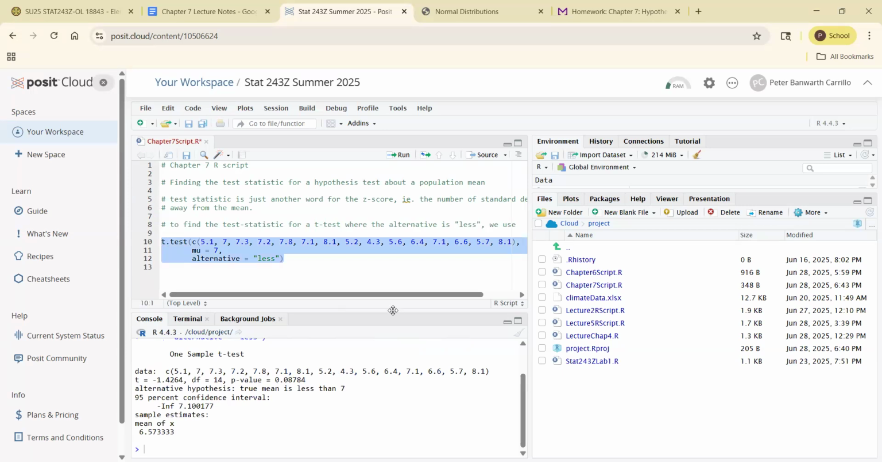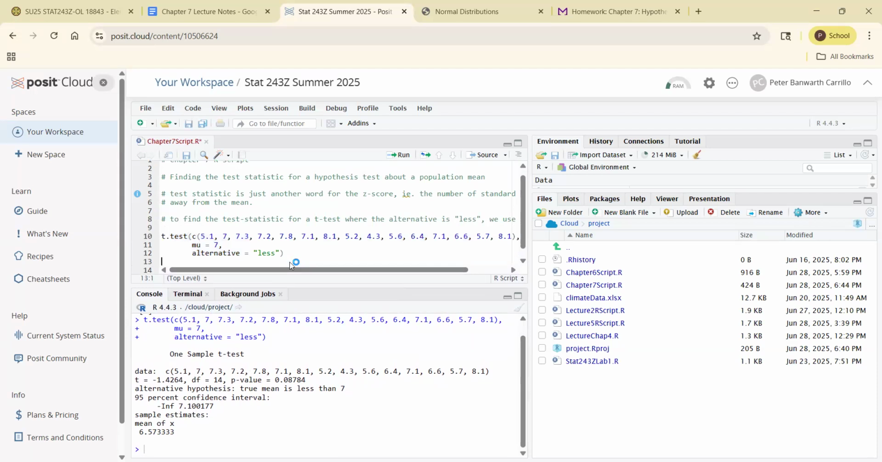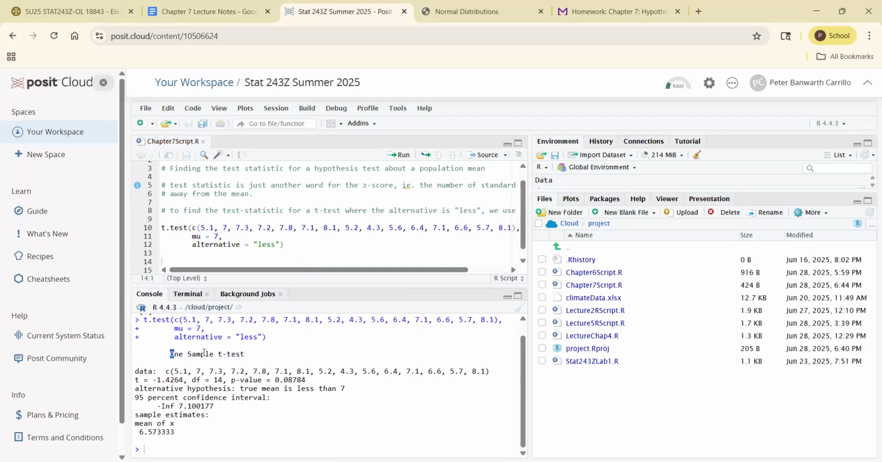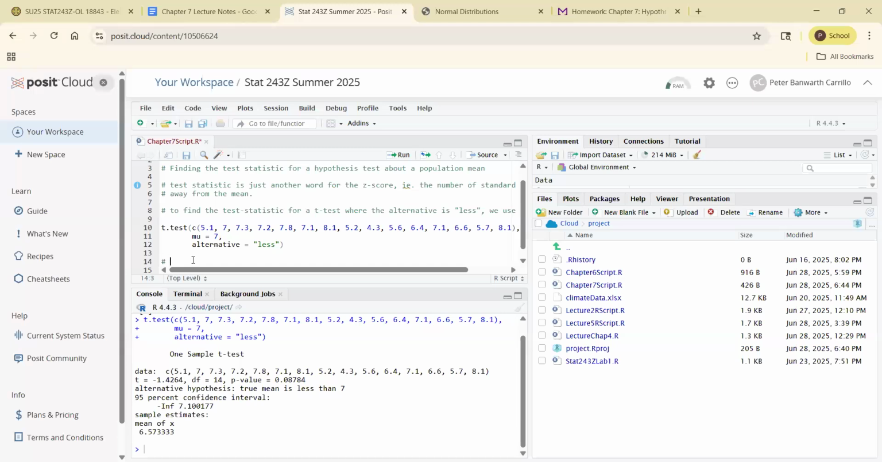And this is the first time you've really seen a large amount of output from the R code. So it gives you a lot of information here, and you need to know how to pick out the information that's useful. So first of all, it tells you it's a one sample t-test. Good, that's what we wanted. It tells you what the data is, in case you wondered, there's that data. It gives you the t-statistic.